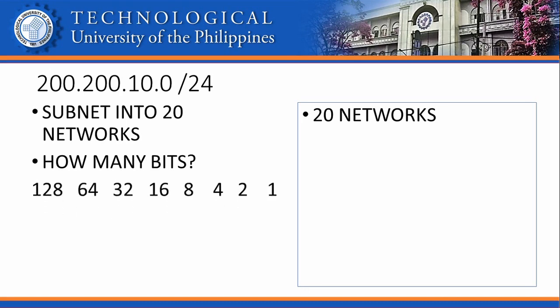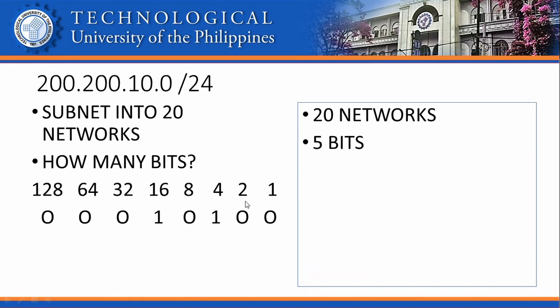Yung 20 networks mo, saan mag-1? Sa 16, saka sa 4. Tama, para maka-form siya ng 20 sa decimal. Yan na yung binary notation natin. So first, tanggalin daw natin yung leading zeros. Itong tatlong zero, tanggalin natin. Tapos lahat ng natirang bits, yun na yun. So bilangin natin. 1, 2, 3, 4, 5. So we have 5 bits.